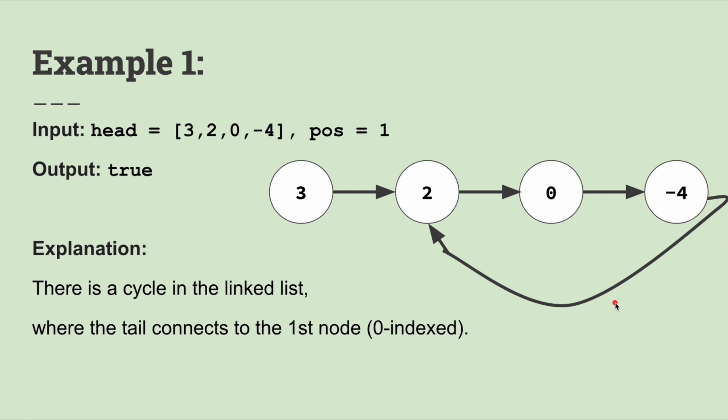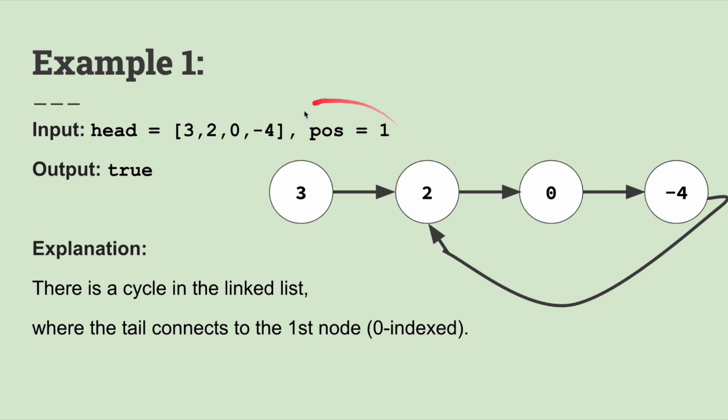Means the list loops back to this node, right? At that node, you can say. So our task is to return true if there is a cycle, otherwise return false.